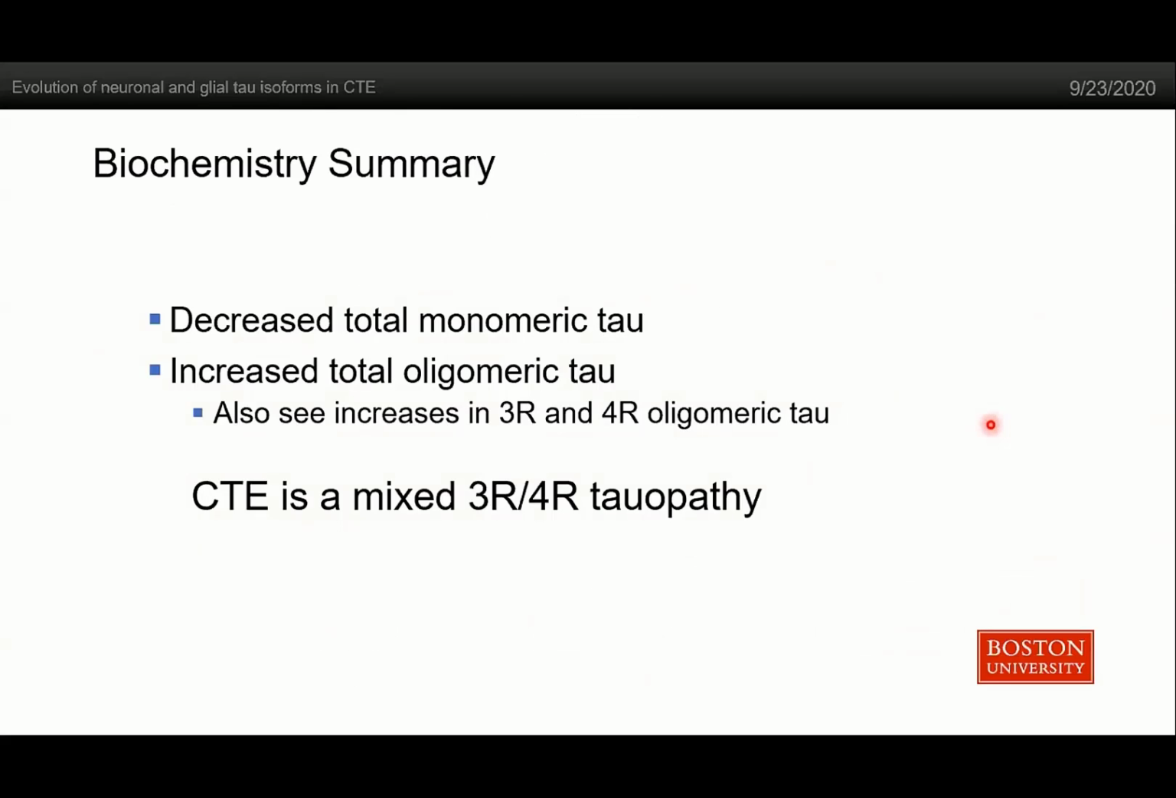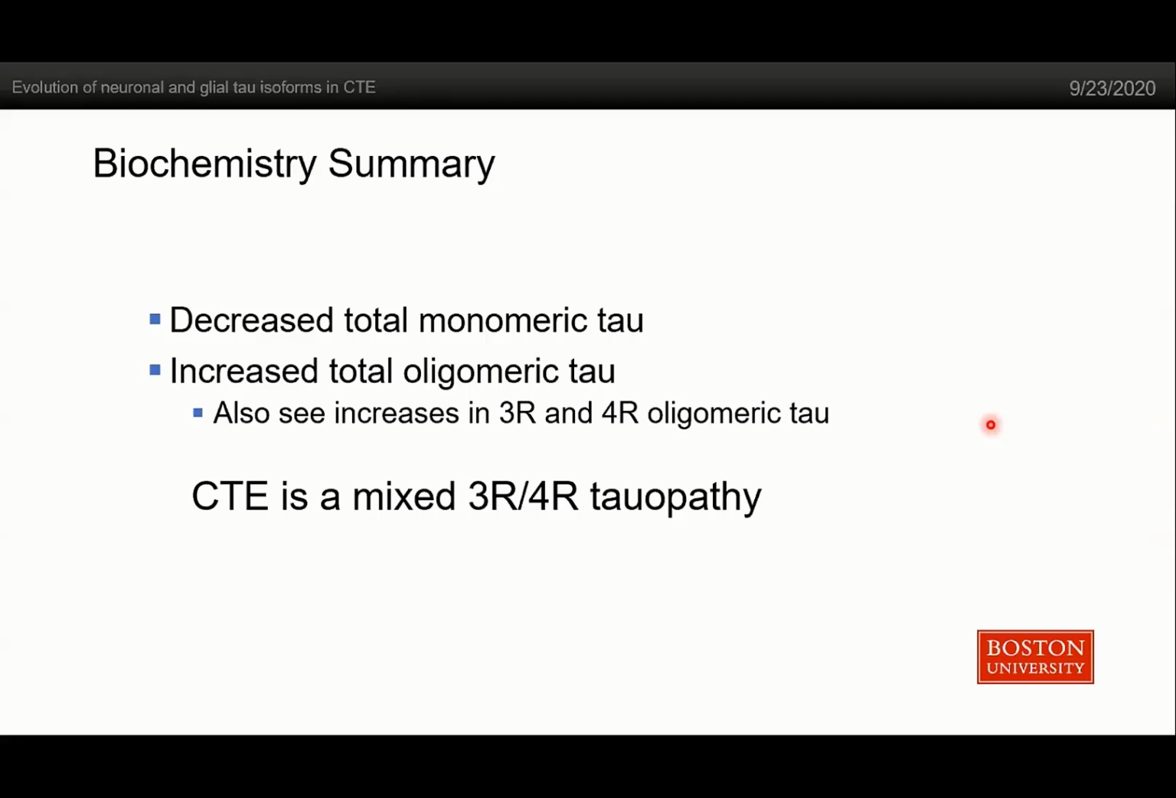And what this shows us pretty much off the bat is that CTE is a mixed 3R, 4R tauopathy, which was suggested before, but it's really never been shown in depth and through this technique. So we're pretty sure that CTE does have 3R and 4R. That is typified of the disease, but something that we can't get at in this biochemistry setting is progression specific to the CTE lesion.